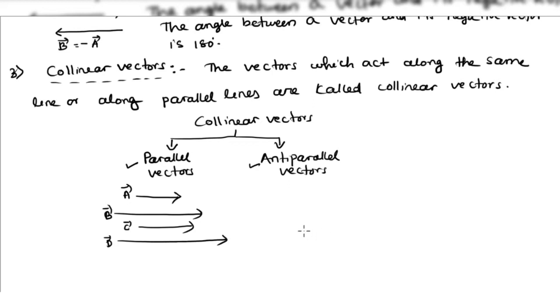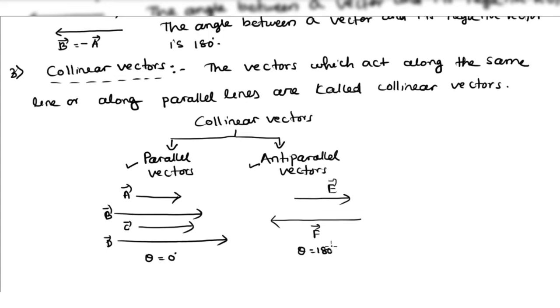So what is the meaning of anti-parallel vectors? If two vectors have opposite directions, then they are said to be anti-parallel vectors. Suppose this is vector E and this one is vector F. You can see that the two vectors E and F are oppositely directed to each other. It means the angle between them is 180 degree. In the first case, in case of parallel vectors, the angle between the two vectors is 0 degree, but here the angle between these two vectors is 180 degree.